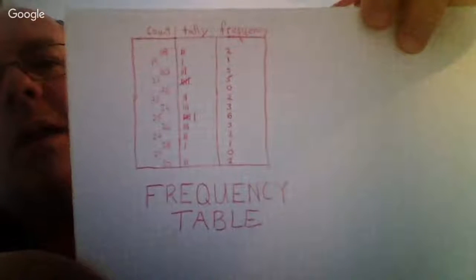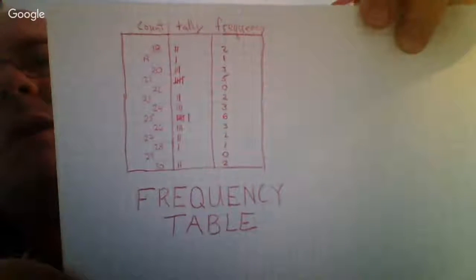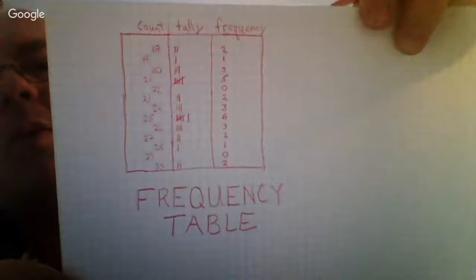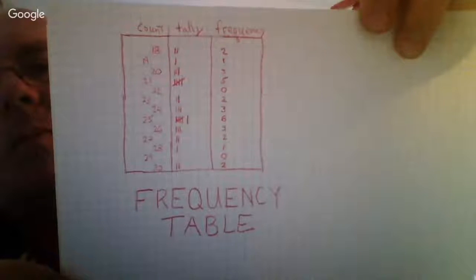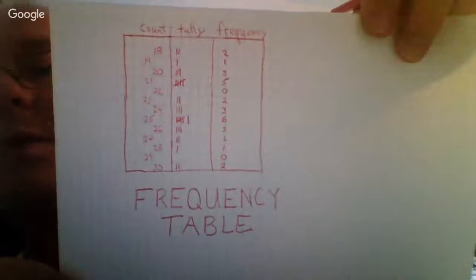So you can see in this third column on the right-hand side now, I've written in what the frequency is of each of those different counts of white balls in the paddle. So there's the frequency table for my data. Last thing I want to show you is a histogram.